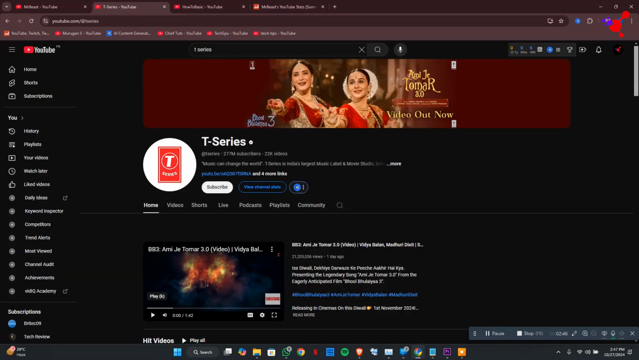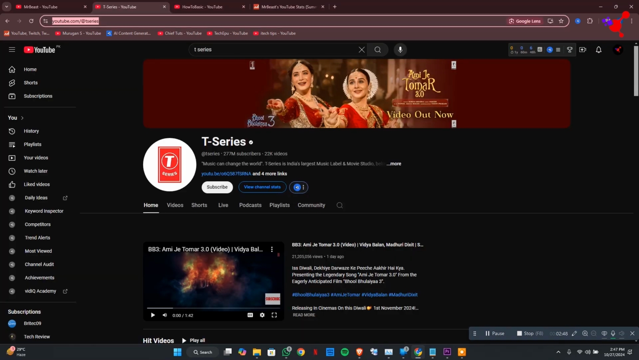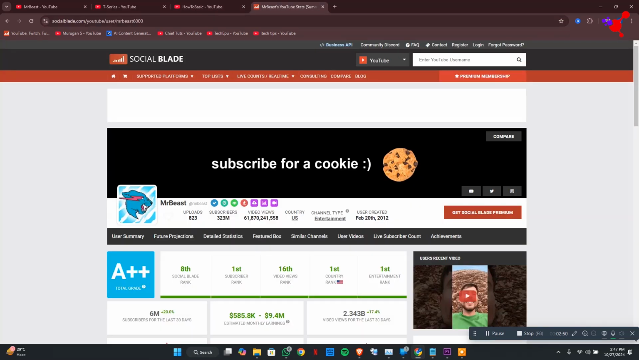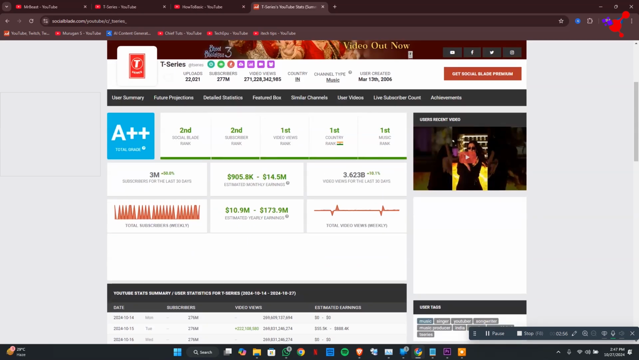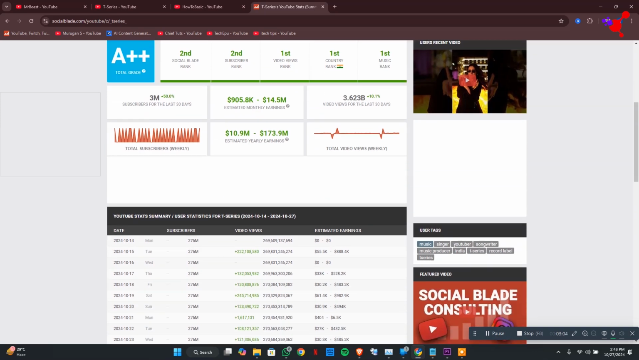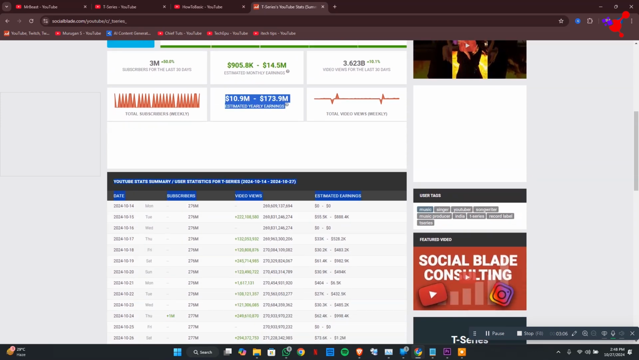For example, if we take the link of T-Series channel and then paste it right here, then you can find out the earning of that channel as well. The estimated revenue per month is that, and then the yearly estimated revenue of that channel is that, the views per day that channel is getting, and the revenue per day.